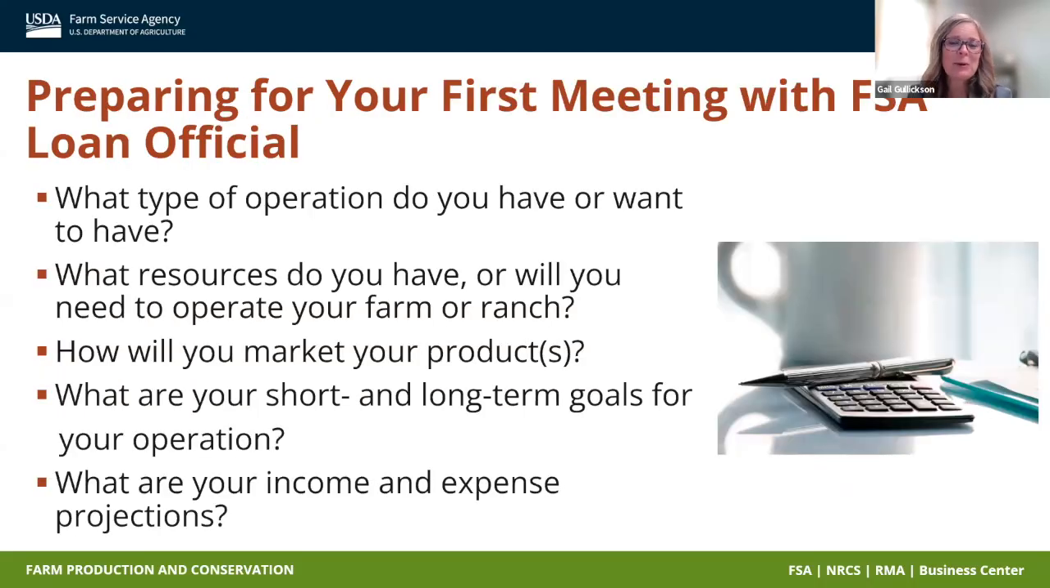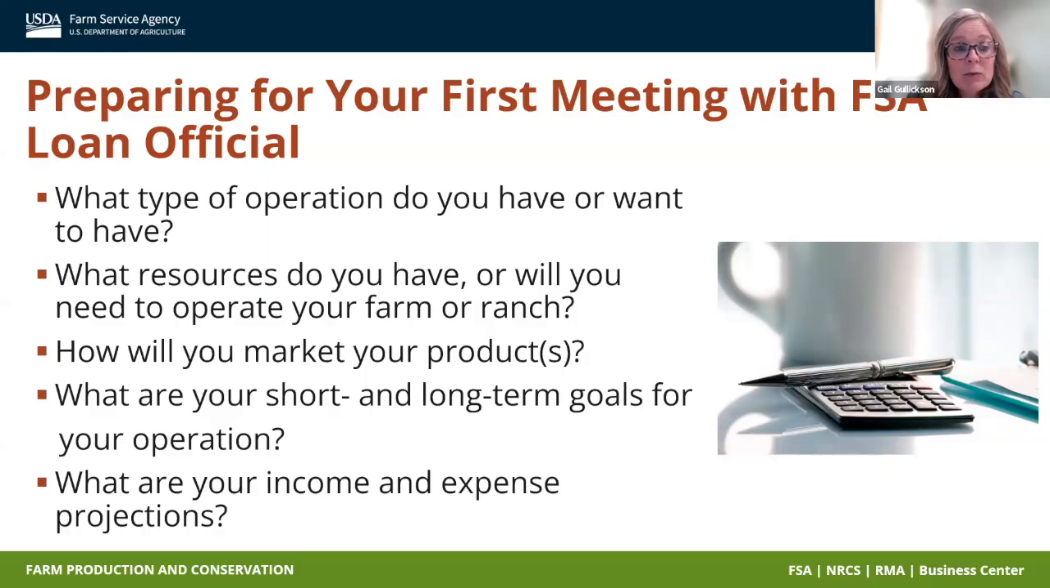So I keep talking about your FSA loan official, and I think it's important to get you prepared for what that first meeting might look like. Use these questions to start thinking about your business plan, because these are the types of questions you'll want to be able to answer when you meet with your loan official or even another lender, whoever that is, when you're applying for a loan. So, what does your operation look like? What do you have, or what do you want to have?